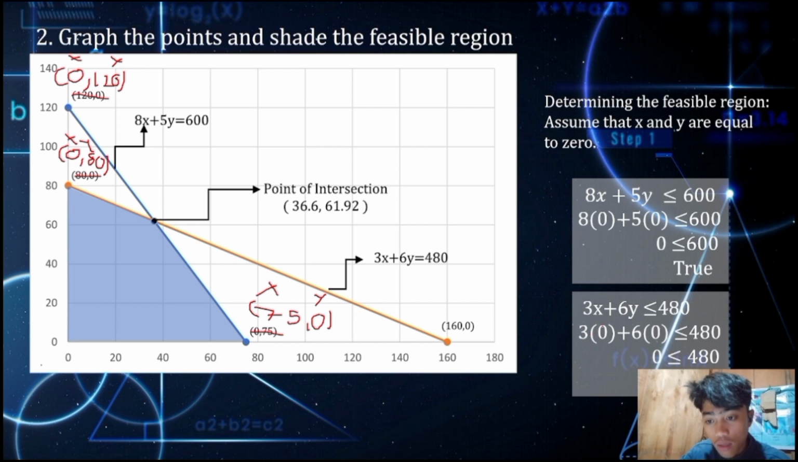So, 3 parenthesis 0 plus 6 parenthesis 0 less than or equal to 480. So, 3 times 0 equals 0. 6 times 0 is 0. So, 0 less than or equal to 480. So, true. So, since pareho silang less than is true, syempre, pagka true, yung direction of shade natin is papuntang 0. So, papunta po siya dito.